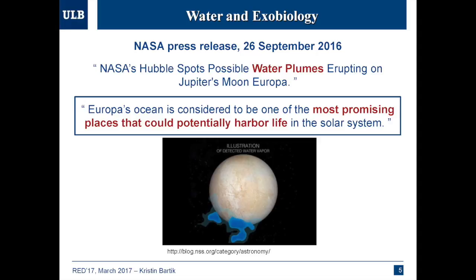Another press release, 2016, with NASA's Hubble, which spotted the water plumes coming from Europa. Over here, the representation coming from a blog where the data has been illustrated to show what the plumes would be like. And once again, Europa's ocean is considered to be one of the most promising places that could potentially harbor life in the solar system. And then, of course, the third press release from NASA.